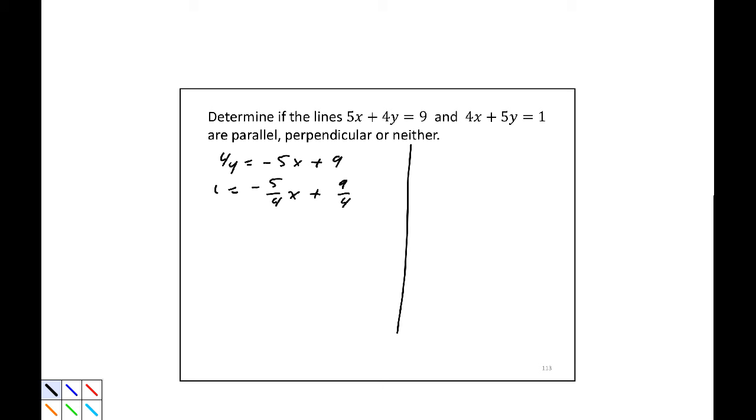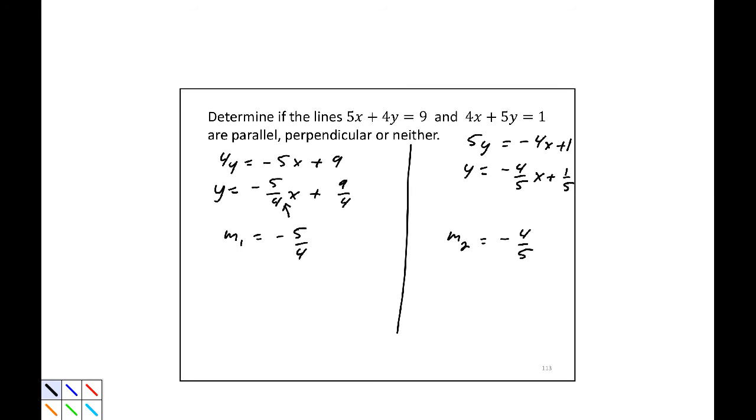Now, the y-intercept doesn't tell us anything, but the slope of our first equation is negative 5/4. That's what we're going to compare. Now, for our other line, we'll solve for y as well. We'll subtract 4x, negative 4x plus 1, dividing by 5. This is negative 4/5 x plus 1/5. So our second slope is negative 4/5.